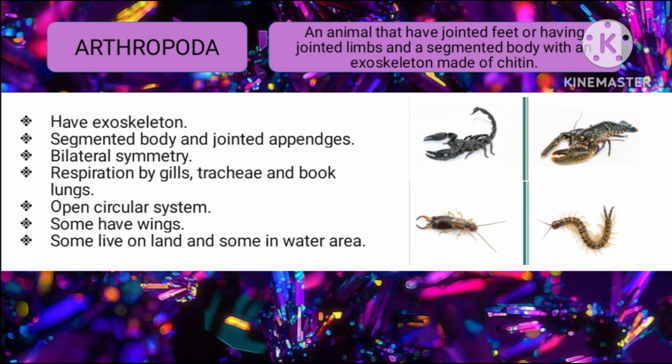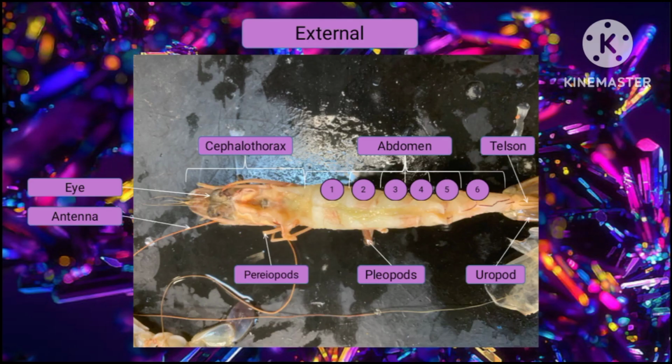They have bilateral symmetry and their respiration is through gills, trachea, and book lungs. They have an open circulatory system and some arthropoda which live on land have wings that help them for locomotion. Now I will present to you the external and internal dissection that was made at the lab for arthropods, which are a shrimp and a crab.